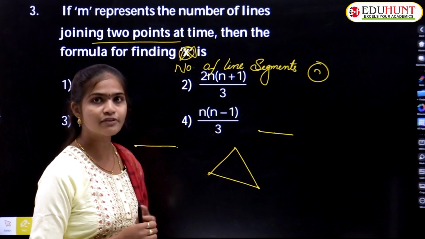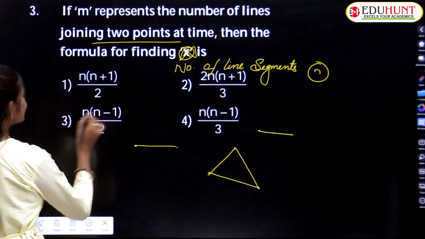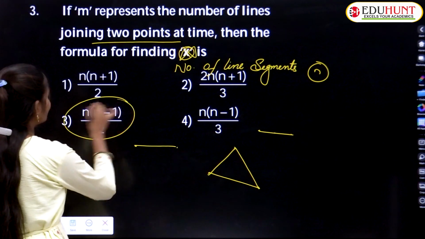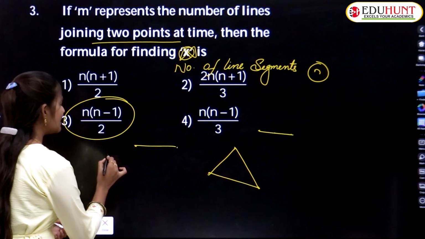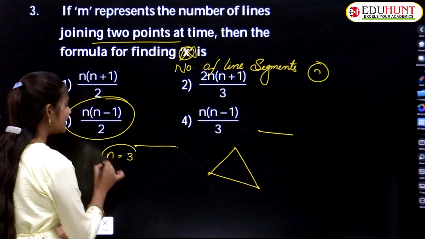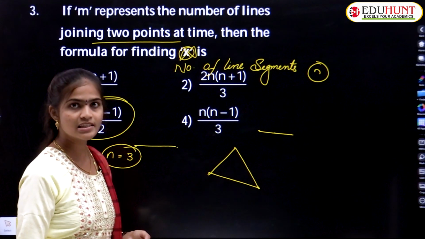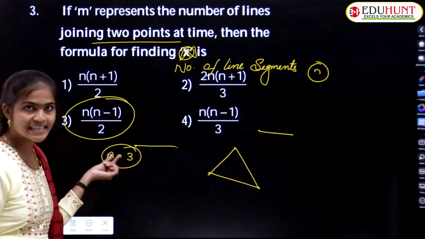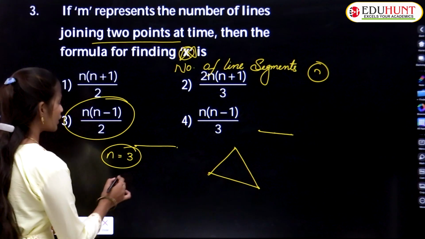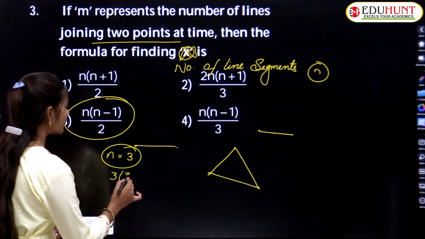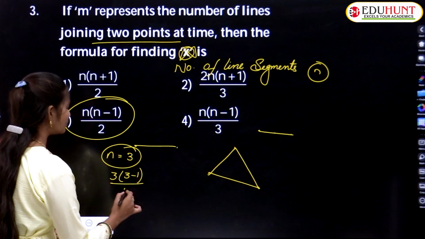Is it clear? So what is that formula here? That is n into n minus 1 by 2. Okay, so here just take one of that example. Here n is equal to 3 distinct points. I am substituting 3 here. So 3 into 3 minus 1 by 2.